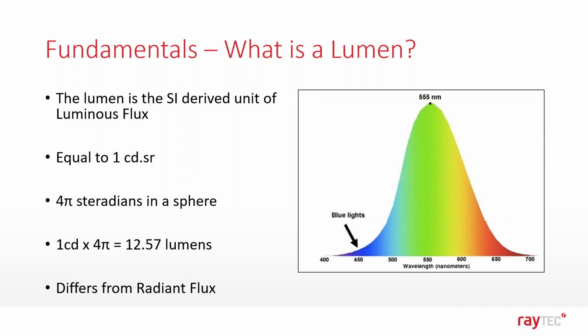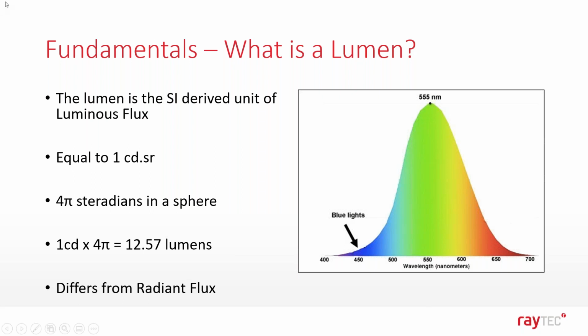If you remember back to your school days, a steradian is a unit of solid angle, and there are 4 pi steradians in a complete sphere. So a standard candle emitting 1 candela uniformly in all directions will be emitting 1 times 4 pi lumens, which is around 12.5 lumens. But crucially, luminous flux is correlated to the spectral response curve of the human eye.